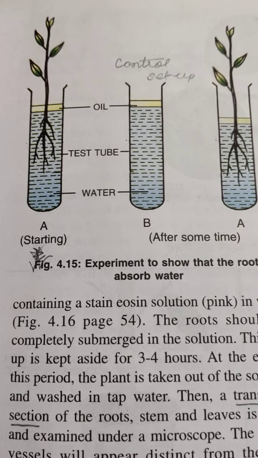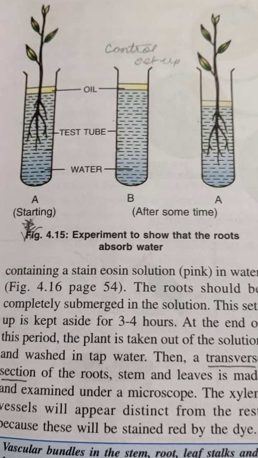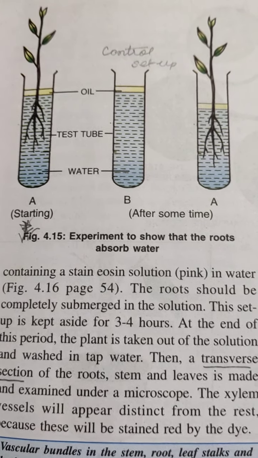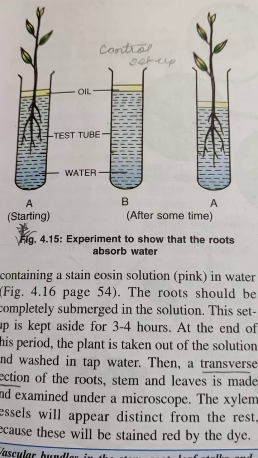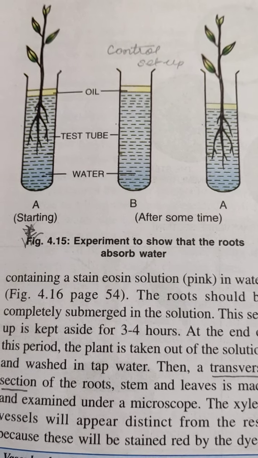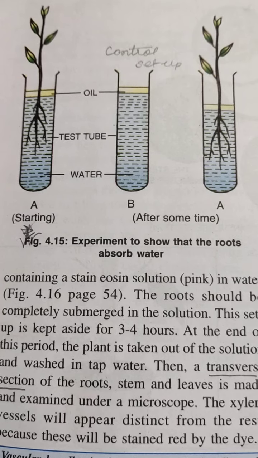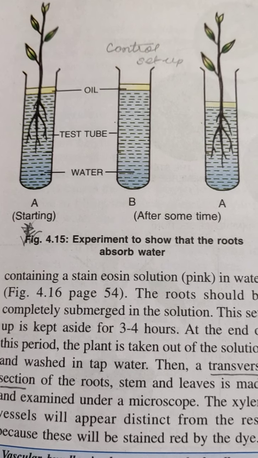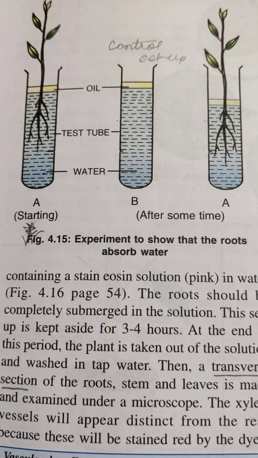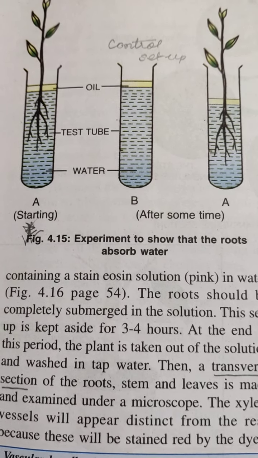Now see this setup. In this setup, it is an experiment to show that roots absorb water. Now we have taken two test tubes, A and B, right? Now pull out a young leafy plant from the soil with its roots intact. As you can see in the picture, we have taken a twig with the root system. Insert the roots into the test tube. Put a few drops of oil in the test tube to prevent any loss of water by evaporation. Here also you can see very clearly that we have poured oil over it to prevent any kind of evaporation.